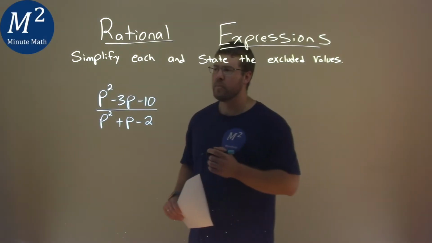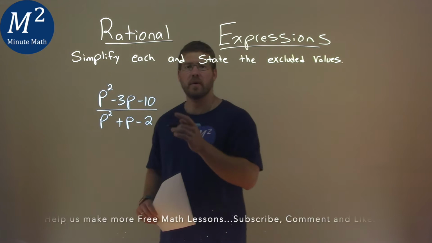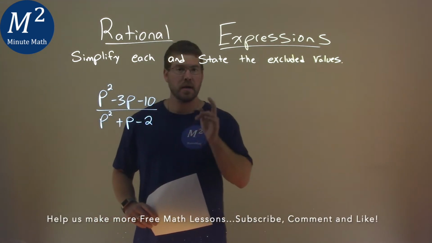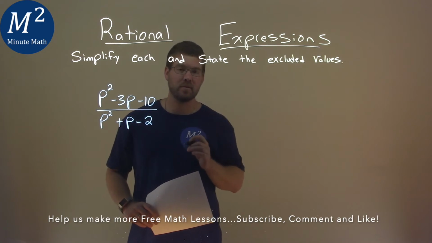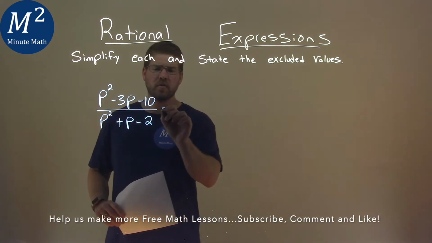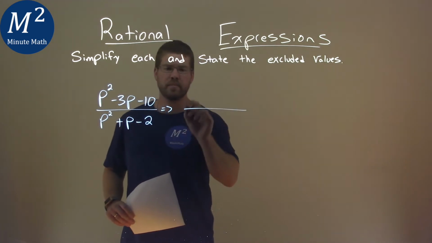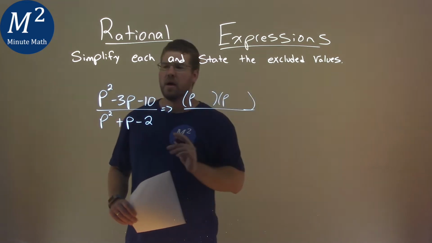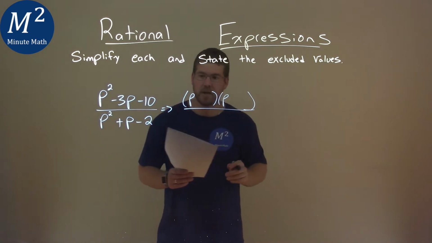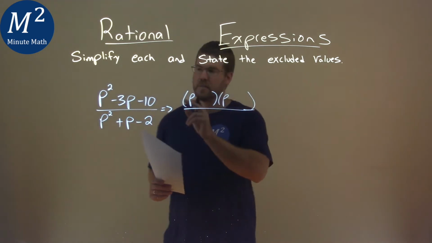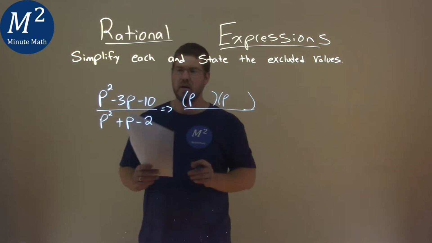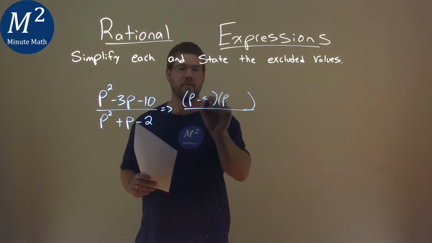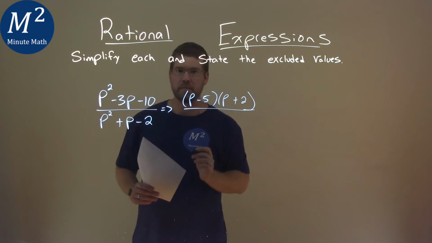We're given this problem right here, p squared minus 3p minus 10 over p squared plus p minus 2, and we need to simplify and state the excluded value. Let's go simplify this, and let's go factor the numerator. We know it's in some form of p like this, and another p. And we have to ask ourselves what two numbers multiply to be a negative 10, but add to be a negative 3. Well, that's going to be a negative 5 and a positive 2. Minus 5 and plus 2 here.